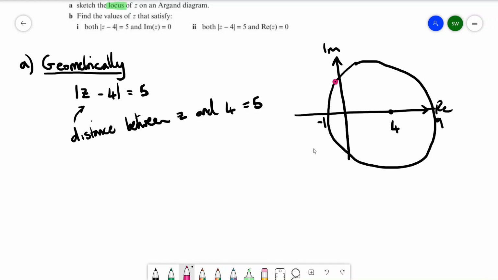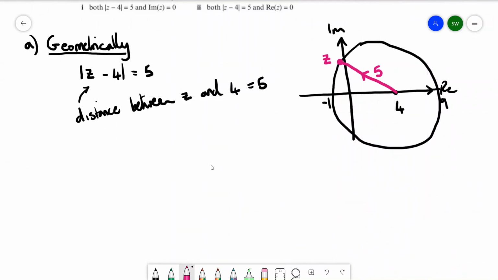Let's think about any point on this circle, z, because we're saying that z can be anywhere on this circle. And the vector z minus 4 is the vector that takes us from 4 to z. So 4's here, the point 4, z's over there, so it's that vector there. And we want to make sure that that vector has a length of 5. Well, we've done that because we've made sure that the radius of the circle is 5.